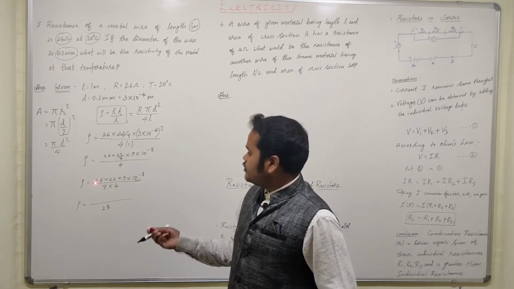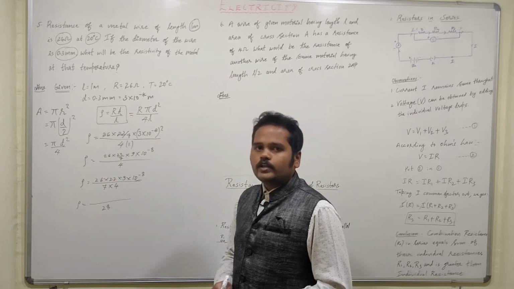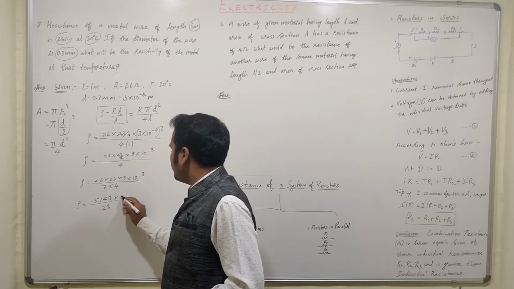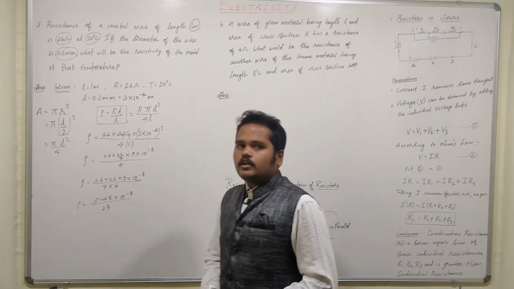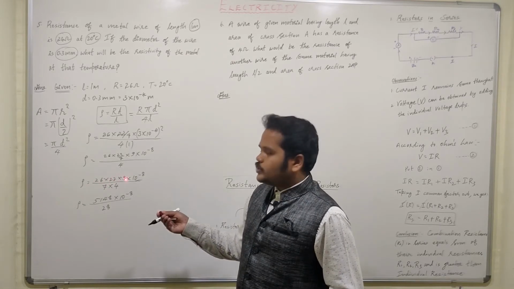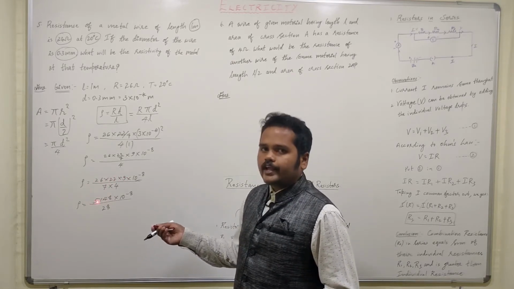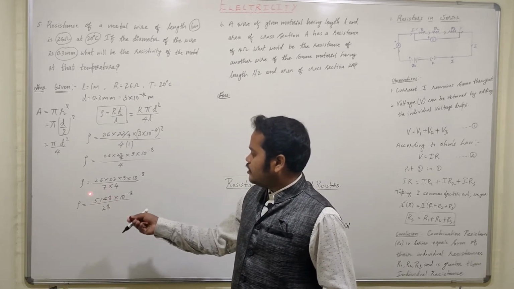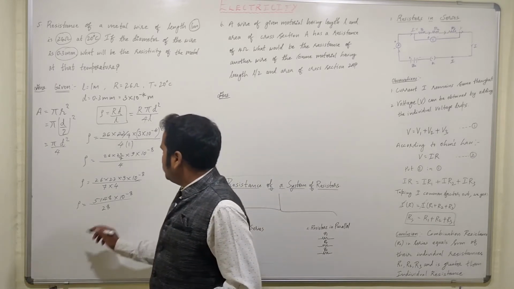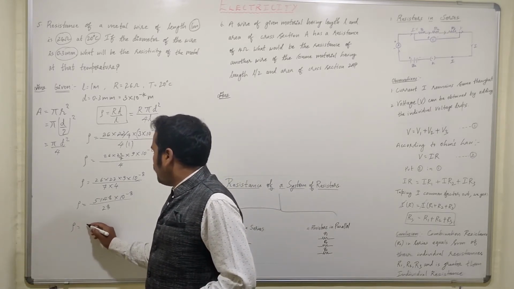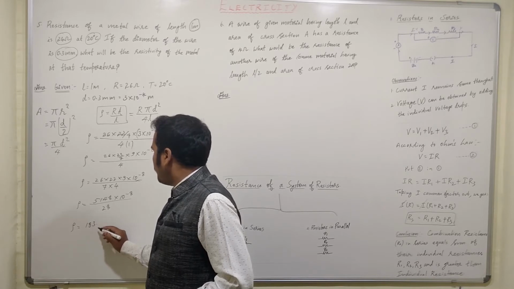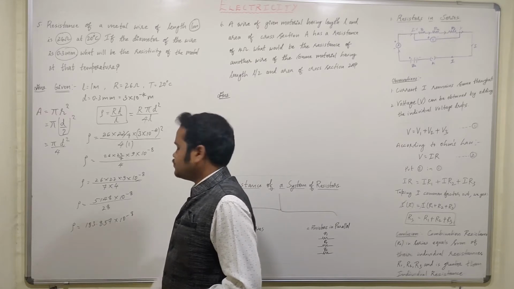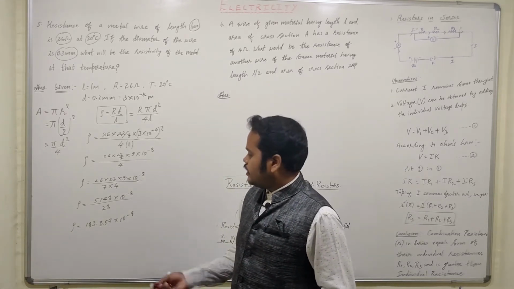Now we need to multiply 26 into 22 into 9, which will get 5148. 5148 into 10 to the power minus 8. Now we have to divide this 5148 by 28, right? So let's do it. We'll get 183.857 into 10 to the power minus 8. So this is our answer.